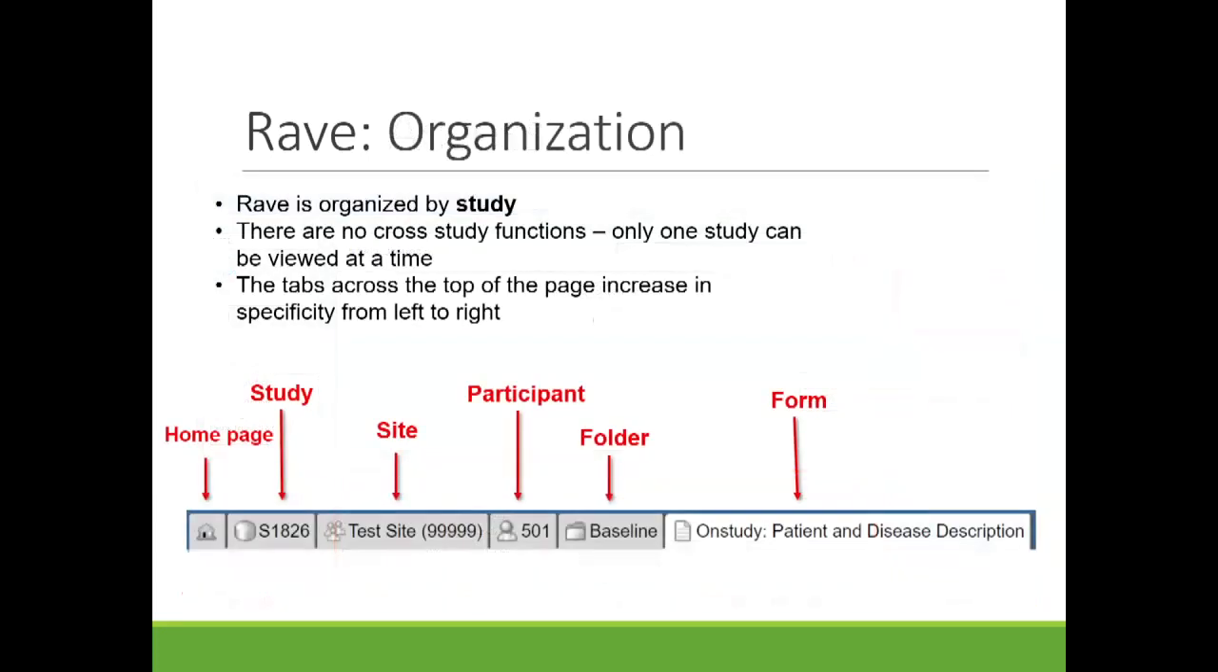And Rave is organized by study, which means information can only be viewed for one study at a time. And this applies even if a patient is on multiple studies. So once a study is selected from the homepage, the tabs across the top of the page increase in specificity from left to right. So you'll see your selected study, your institution name, the patient ID, folders in that patient's chart, and finally the forms within that folder.